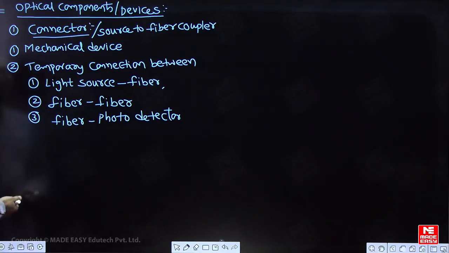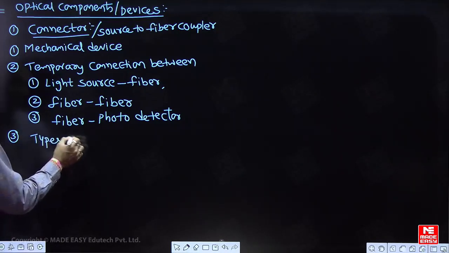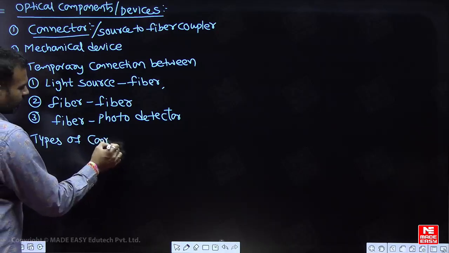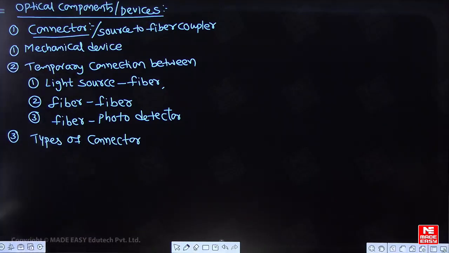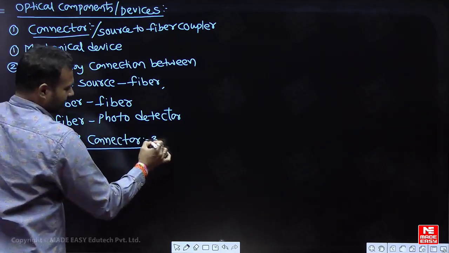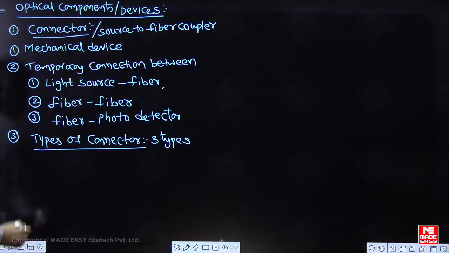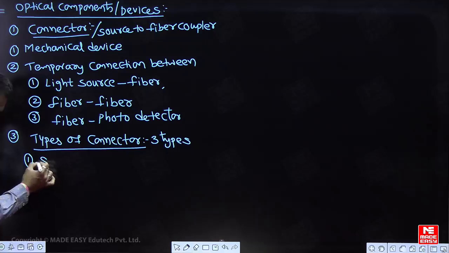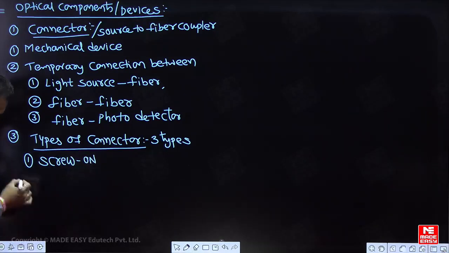So the next important point when you see about the connector, the third important point, is types of connectors. When we talk about the types of connector, there are three types of connectors present. The first connector is called the screw on connector.